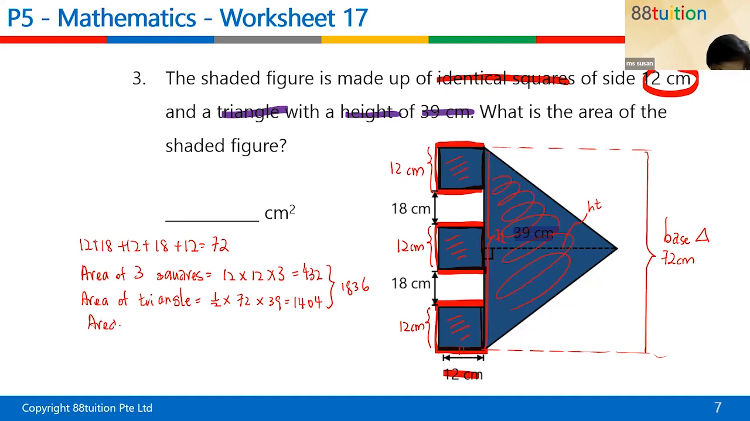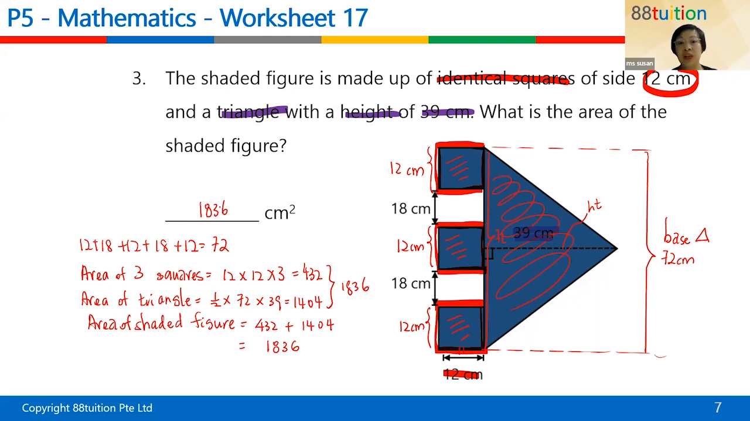So area of the shaded figure. That means the whole figure, I add both 432 and 1,404. You get 1,836. So far, okay?